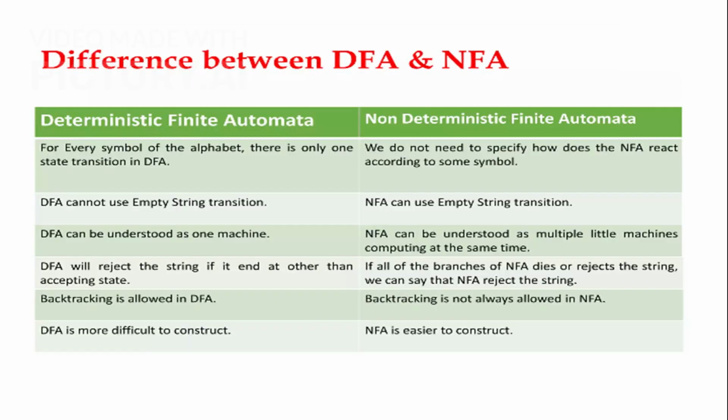Deterministic and non-deterministic finite automata differ in their approach to state transitions. DFAs have a single path for each input, while NFAs can have multiple paths, making them easier to construct but potentially more complex to analyze.